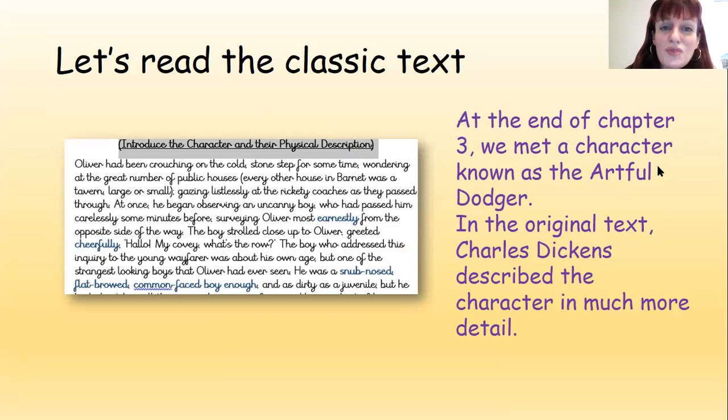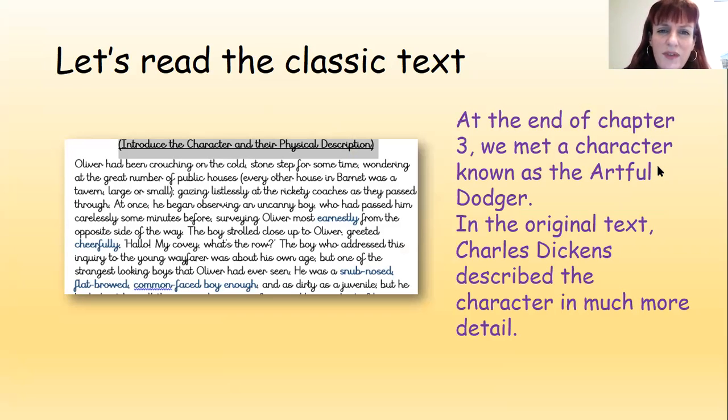So we are going to be looking at the character of the Artful Dodger. Now, this character is really important on Oliver's journey, and he only crept up at the end of chapter 3, which we read together yesterday. Now, we are reading a copy of Oliver Twist which is abridged, which means it has been shortened, okay? Other things that have changed in our copy is that the language has been made more easily understandable because our copy is for school children.